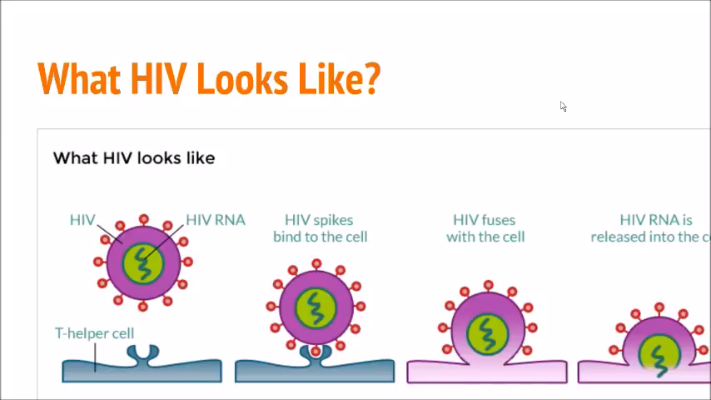As written in the next slide, the first stage is binding and fusion. The HIV virus starts by attaching itself to the T helper cell. HIV particles contain spikes which help them join with the cell. Then starts the transfer of the contents of the HIV particle into the cell. The second stage is reverse transcription and integration. Now, HIV is inside the body. It starts transcribing HIV RNA into HIV DNA using an enzyme called reverse transcriptase.